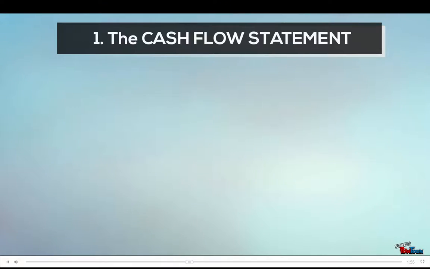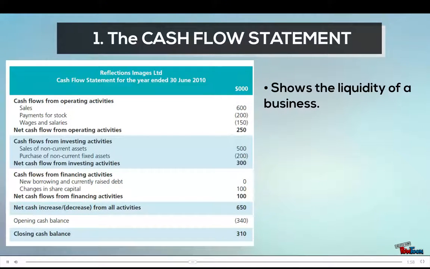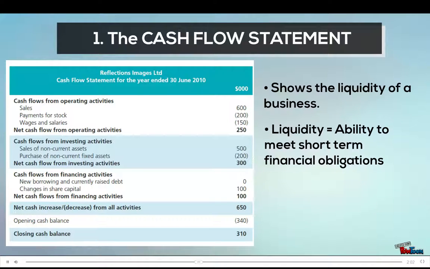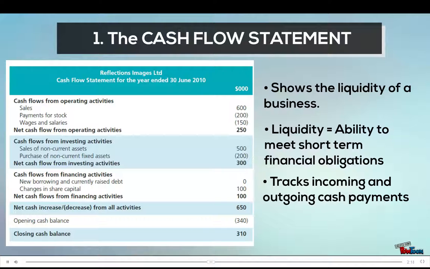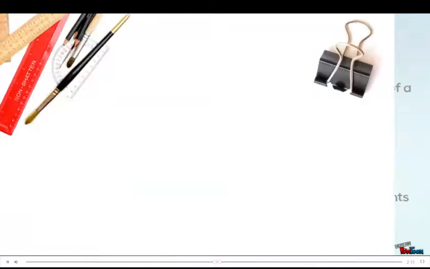Number 1, the cash flow statement. The cash flow statement provides information about the liquidity of the business. Remember, liquidity is the ability of the firm to meet short-term financial obligations. If a business has bills that it needs to pay tomorrow, it will need the cash to pay them. The cash flow statement shows where all of the physical cash entering the business came from and where all of the cash leaving the business went.